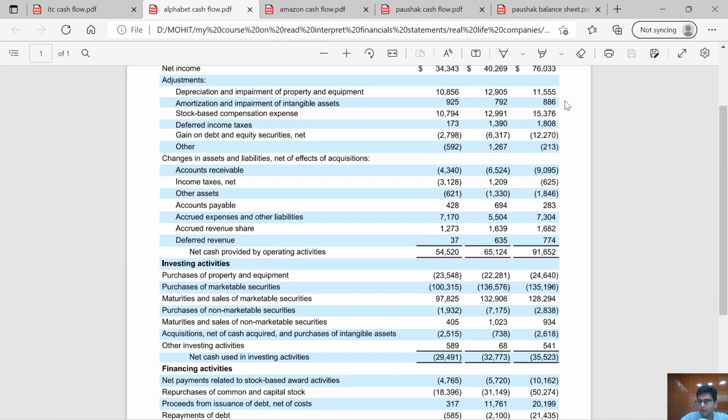Look at Alphabet depreciation or Google depreciation. It was $11 billion. How much has Google invested for its growth? That is $24 billion in organic growth by purchase of property and equipment, and $2.6 billion additional in acquisitions. So Google has invested around $27 billion as compared to $11 billion of depreciation. So that means that Google is putting money into its growth for the future.